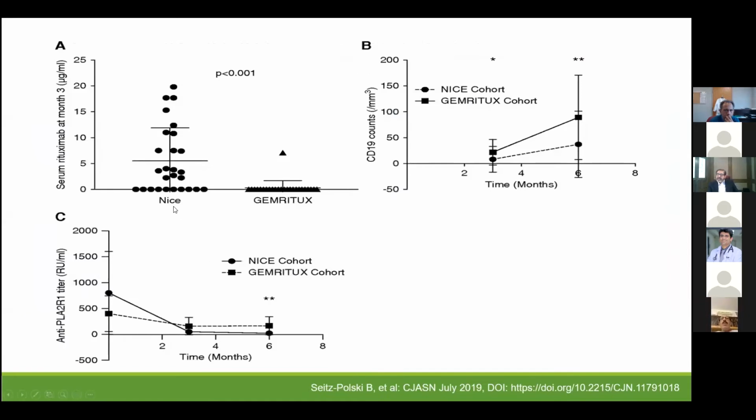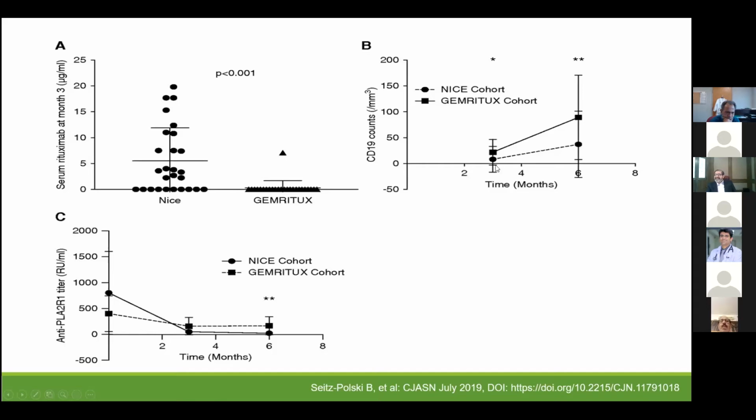So this is the NICE cohort, this is the Gem-Retux cohort, and this is the rituximab level in the blood. So essentially figuring out how many people were rituximab-emic at 3 months. In the NICE cohort, quite a bit of people had detectable rituximab levels at 3 months, whereas in the original Gem-Retux cohort, only one lone ranger is detectable. Pretty much everybody else has cleared their rituximab.